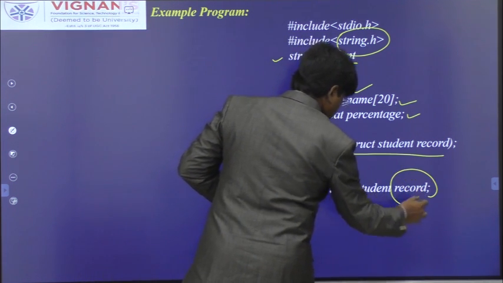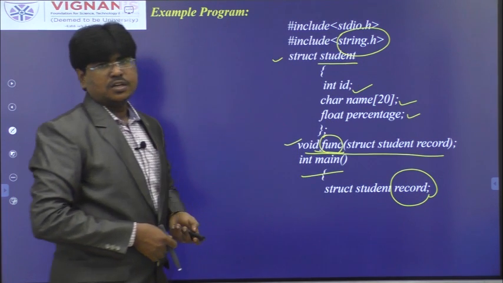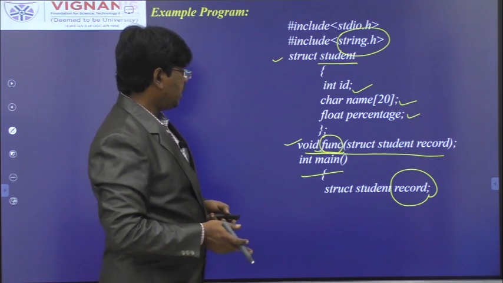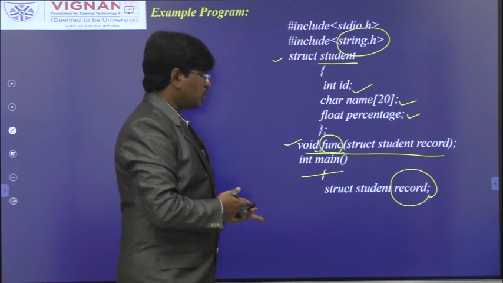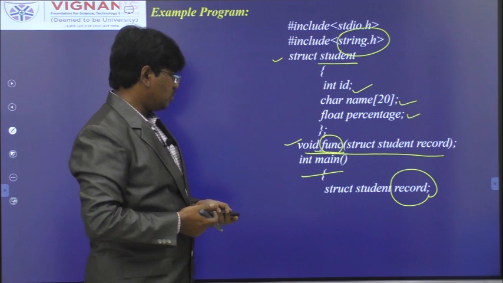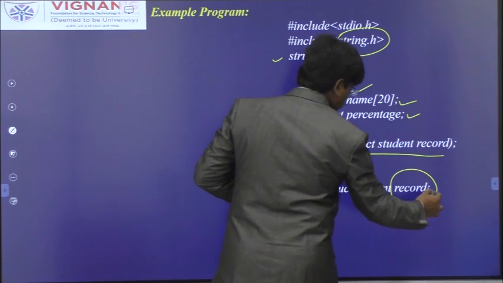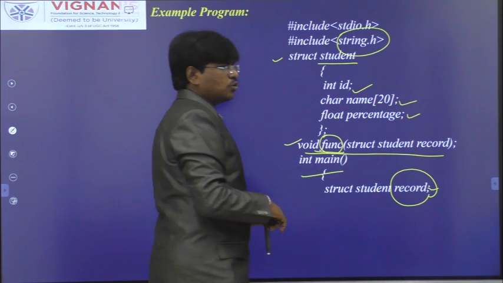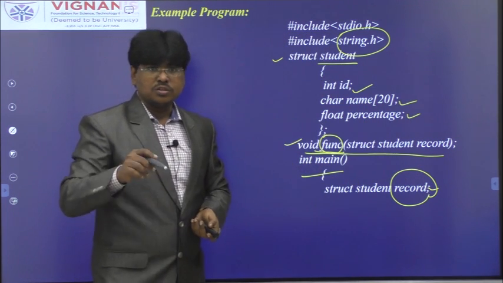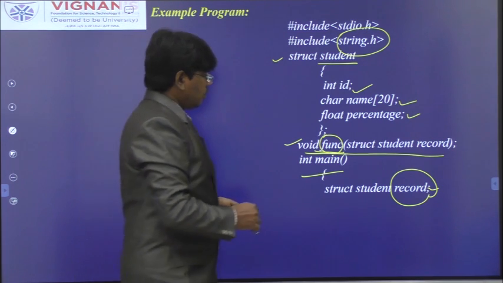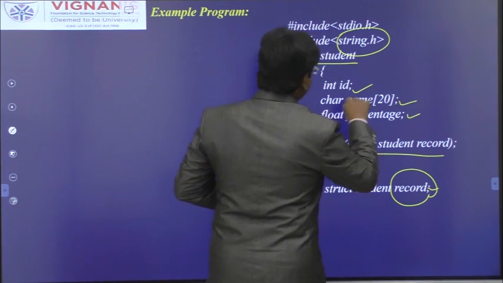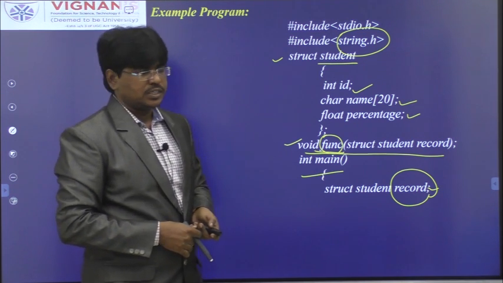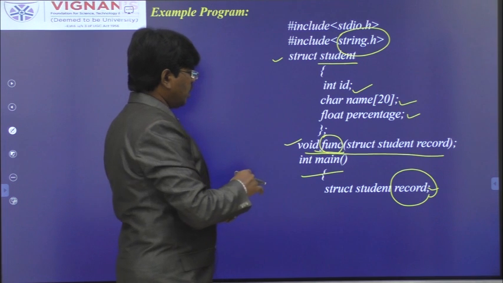what is this? This is nothing but an object or structure variable. I have created a variable record and associated that variable with the structure student. Whenever I have associated this variable, it has the capability to access these members with the help of which operator? Very good, dot operator. With the help of the dot operator, I am going to access these members of the structure student. So record dot id, record dot name, record dot percentage.